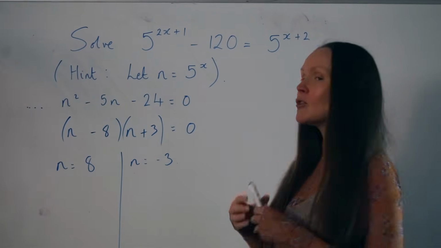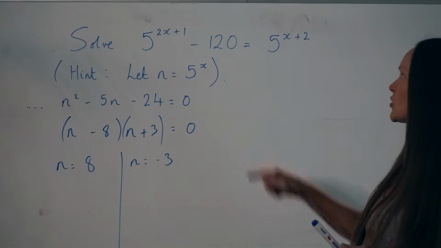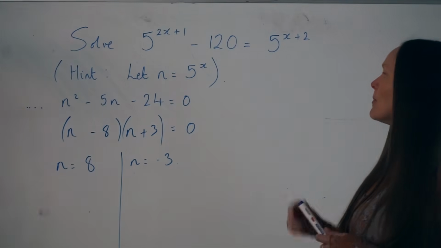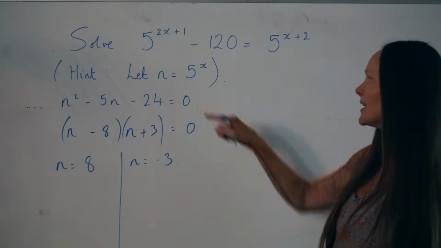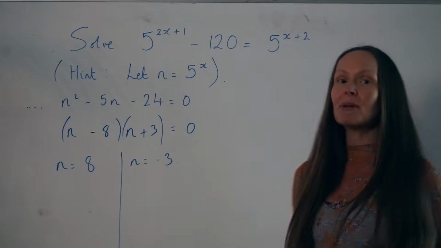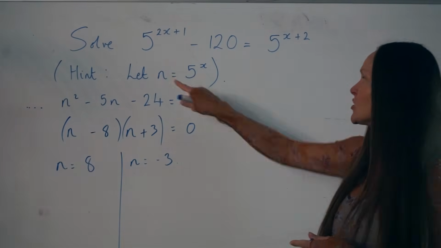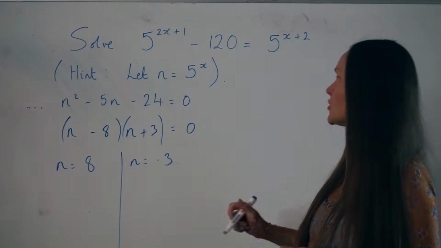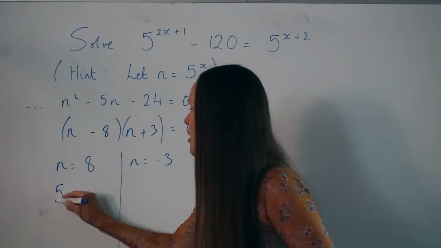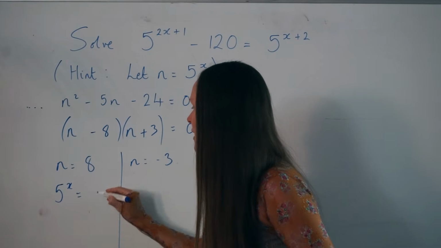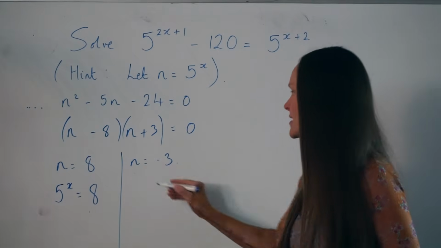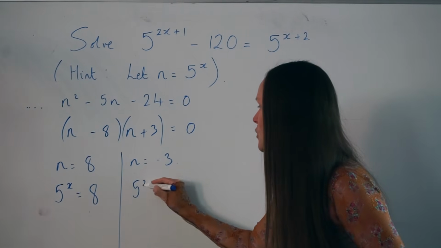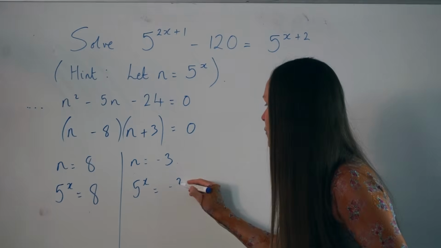But remember, we're not solving to find n in this question, we're solving to find x. Remember, we made that substitution at the beginning of the question? You must remember to substitute back. So we need to switch the letter n back to 5 to the power of x. So we have one equation, 5 to the power of x equals 8, and the second one, 5 to the power of x equals negative 3.